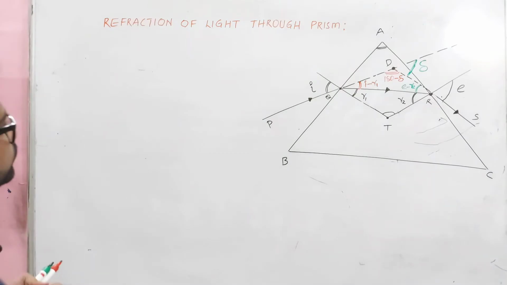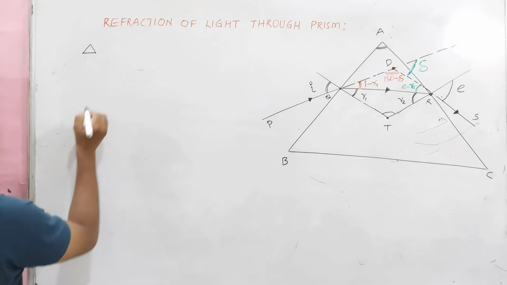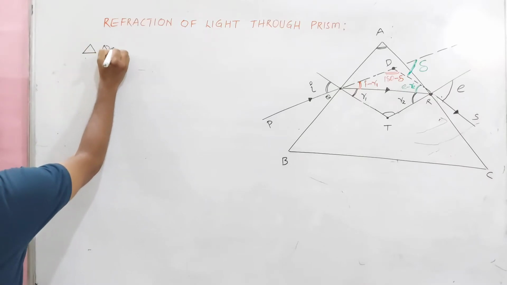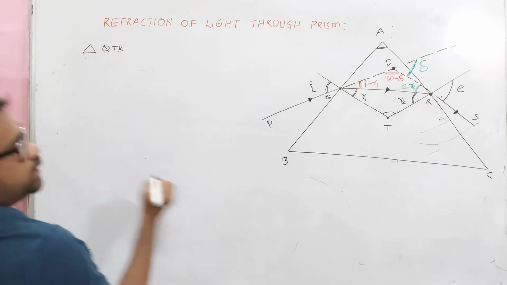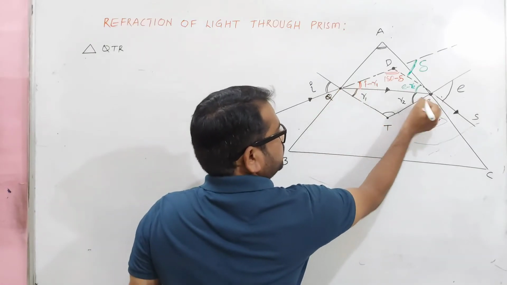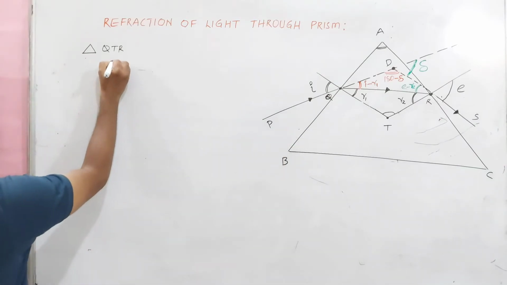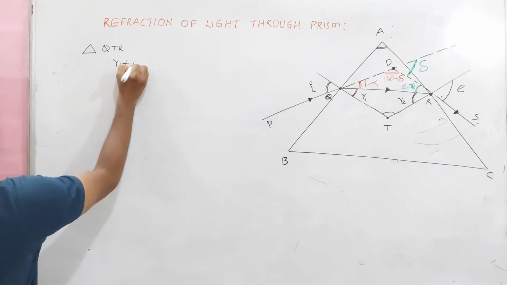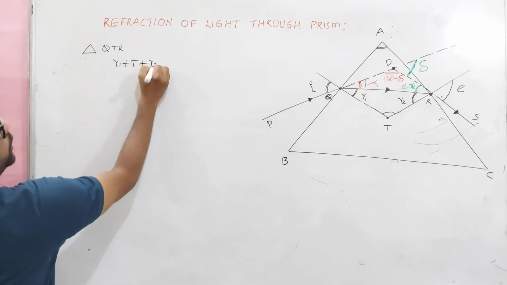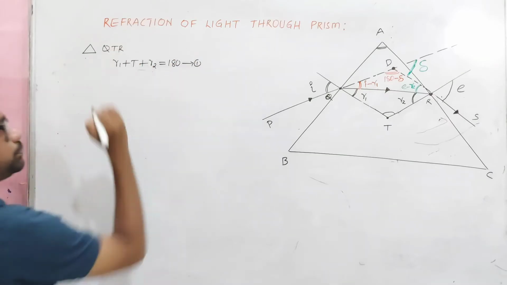Now, dear children, here let us take a triangle from this figure. Let us take triangle QTR. Children, try to understand. This triangle we are taking. From the triangle QTR, we can write R1 plus T plus R2 is equal to 180 degrees. Let it be the first equation.